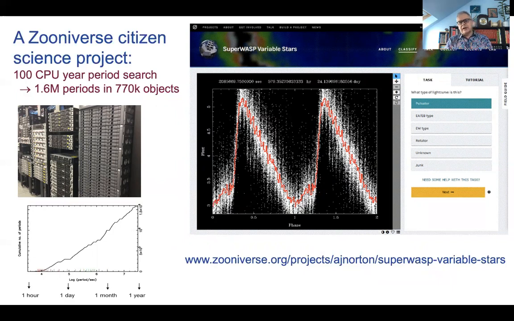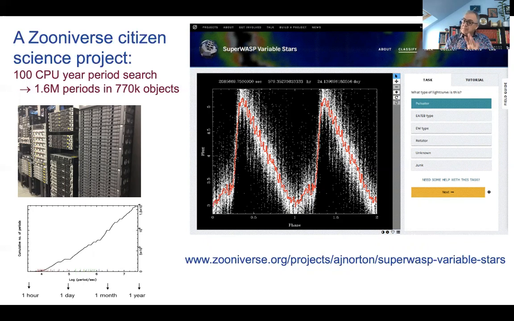It actually took me 100 years of computing time to do this. Luckily, I was running it on 50 computers simultaneously, so it only took about 2 years of real time. But having done that, I found about 770,000 objects out of those 31 million that seem to display periodic variations in brightness. And between them, there were about 1.6 million potential periods that I found.